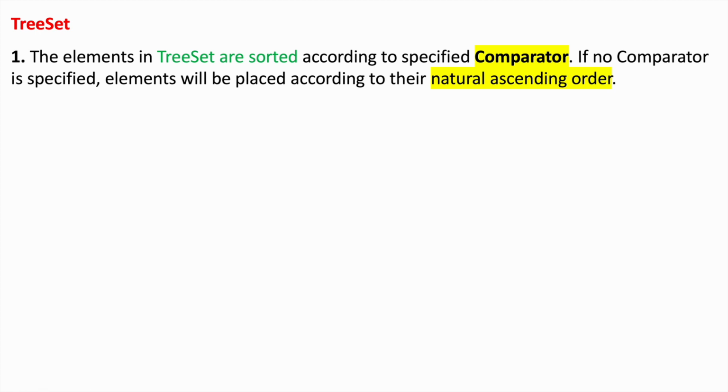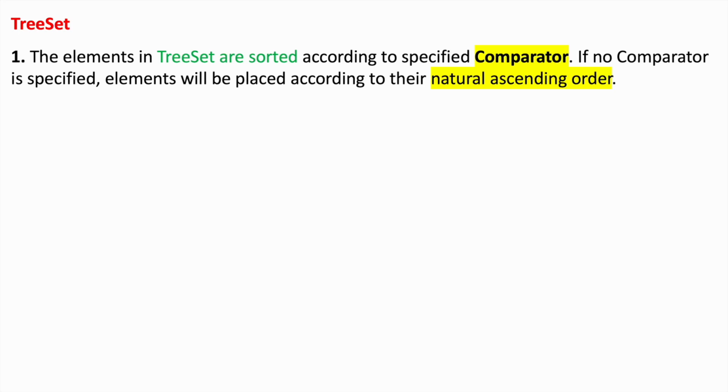So the elements in the TreeSet will be ordered according to the specified comparator. Here, comparator is nothing but we have to specify in which order the elements need to be ordered. For example, if you want to order according to ascending order or descending order, or insertion order or reverse insertion order, or if you have an employee or any other class, based on the employee id or employee name you want to sort, we have to specify that by using a comparator.